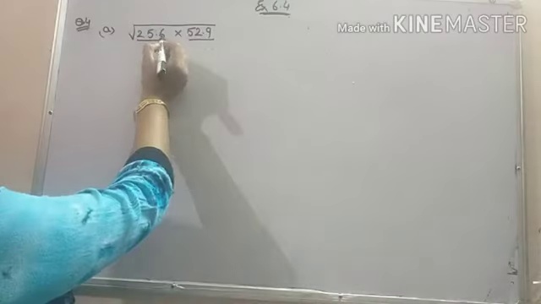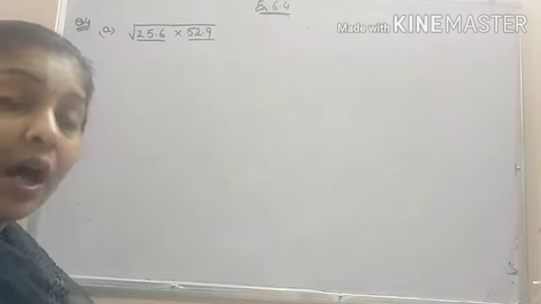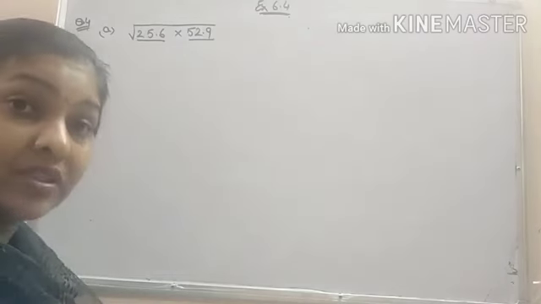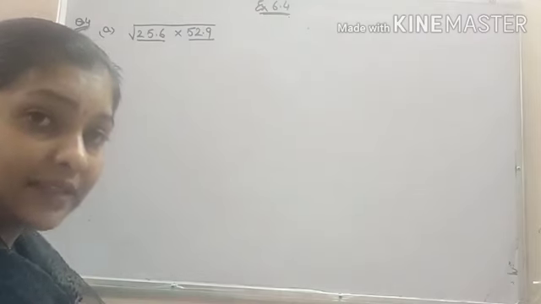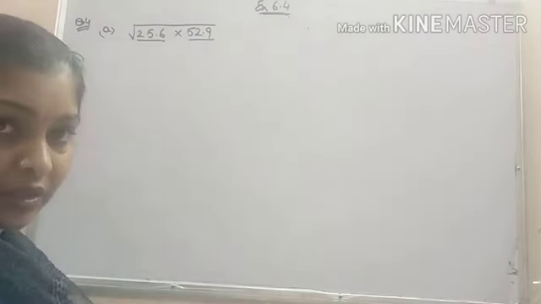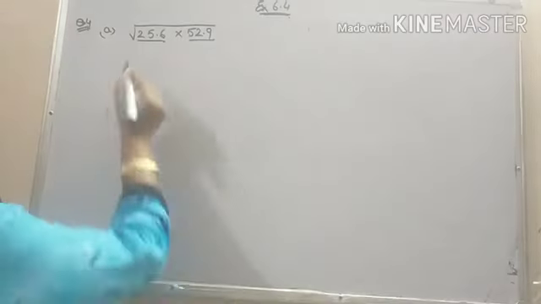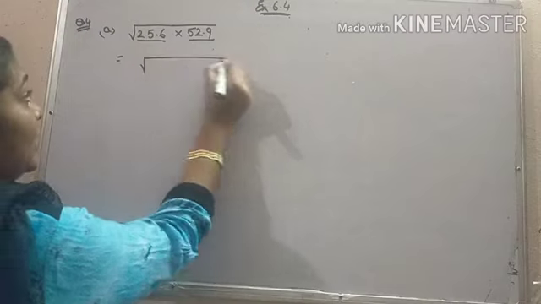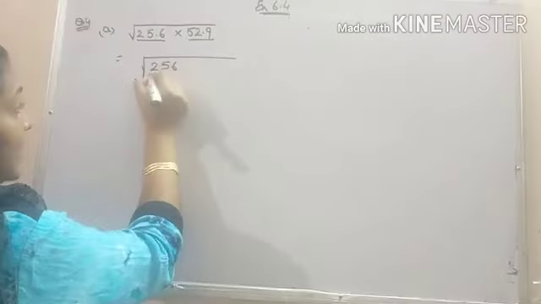And if there is one digit after the decimal, it won't be a perfect square, because there should be an even number of digits after the decimal to have a perfect square. Now the question arises, what to do then? The next step is that you can remove the decimal sign.